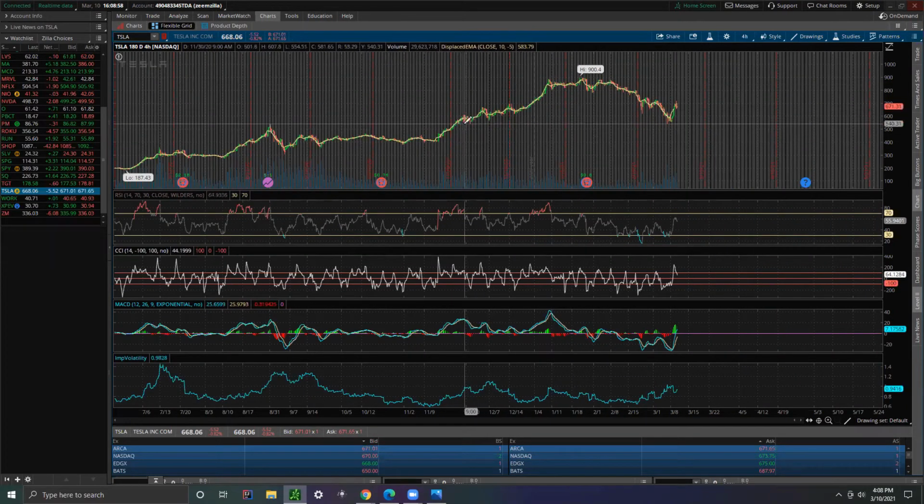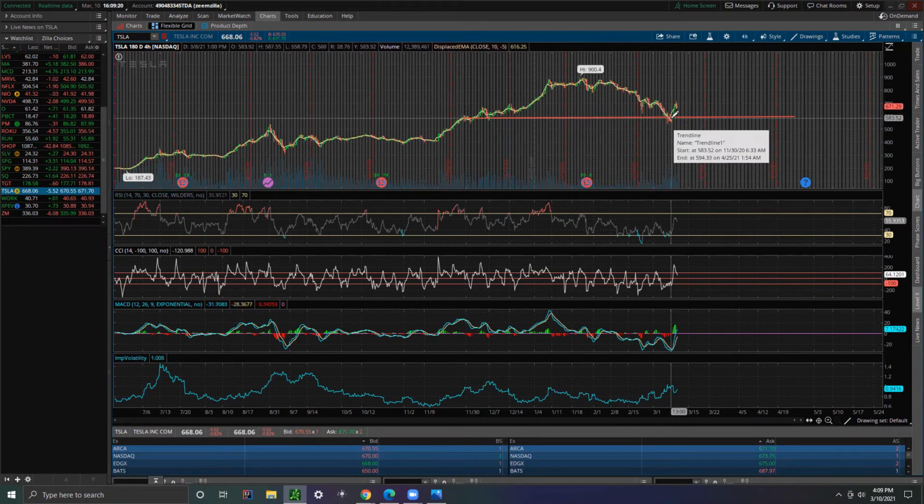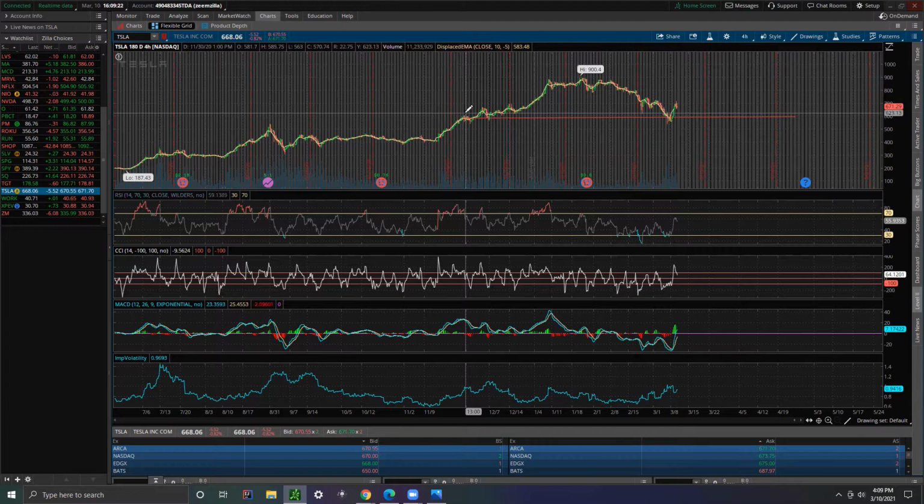Now, support serves as our floor. What that means is a support is a level that the stock's price is well above. For this example, we're going to be using Tesla. I just drew a support line right here. So our support is at 583.